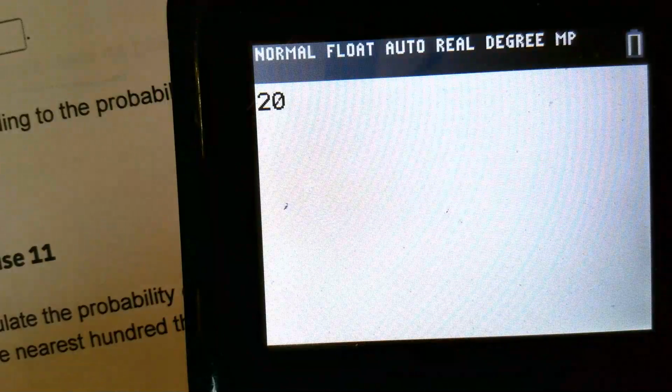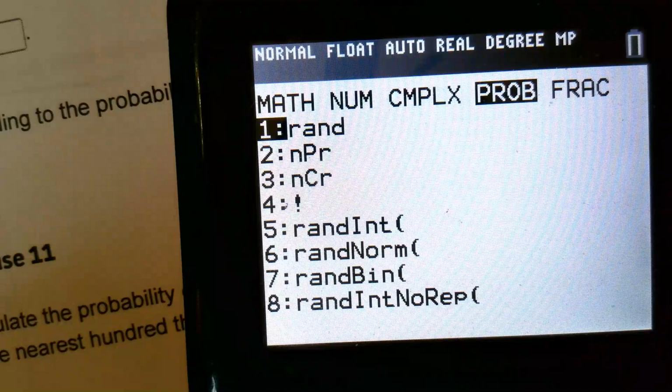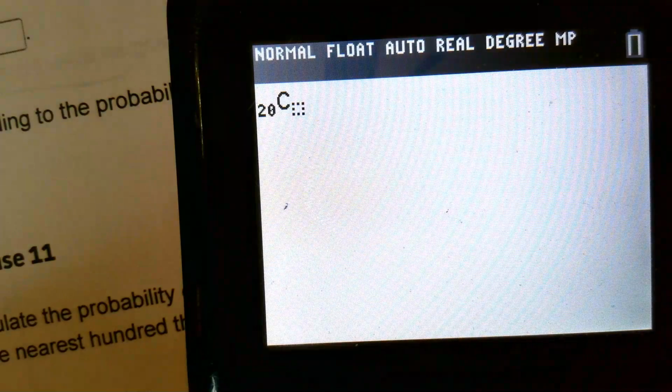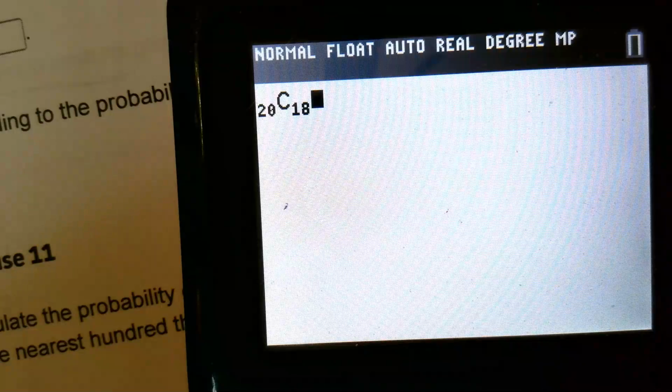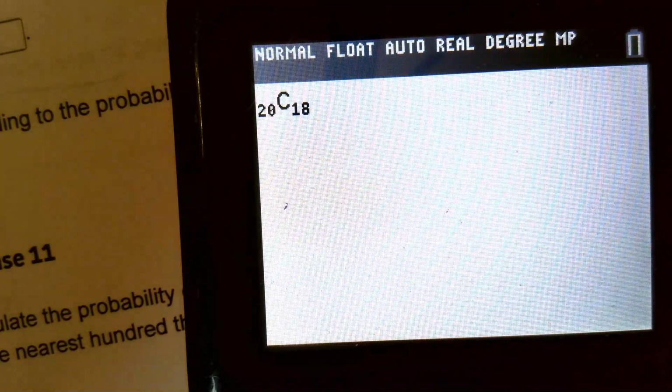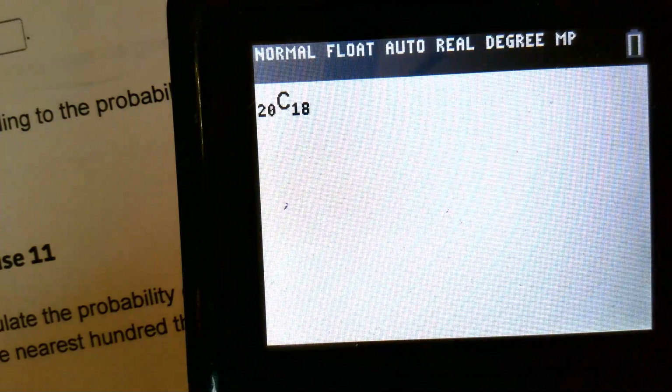That way in there, close. 20. I go to my math key, probability, and C R. That's a huge 18, because it doesn't matter which coin got the head on it, right? As long as it was just 2 of them. So order doesn't matter if it was the third one and then the 7th one, or the 7th one and then the third one. Okay.